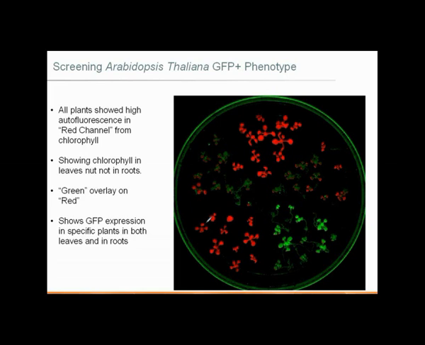Next, we'll move on to seedlings. This was a group that was interested in looking at GFP phenotype in seedlings. And they used a simple experiment. They captured a fluorescence image of the chlorophyll in a red channel. They then took another fluorescence image in the green channel, exciting at 480 and emitting at 535. And then overlaid the green over the red. And you can nicely see areas of high, medium, and no expression.